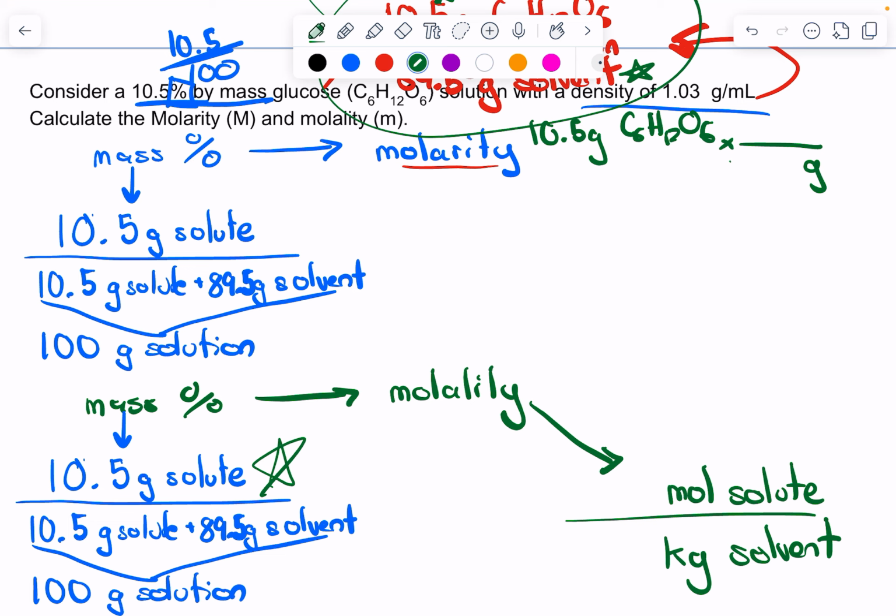It's 180.156, which turns out to be 0.0583 moles of glucose. So now I can put that down here, 0.0583 moles of solute.